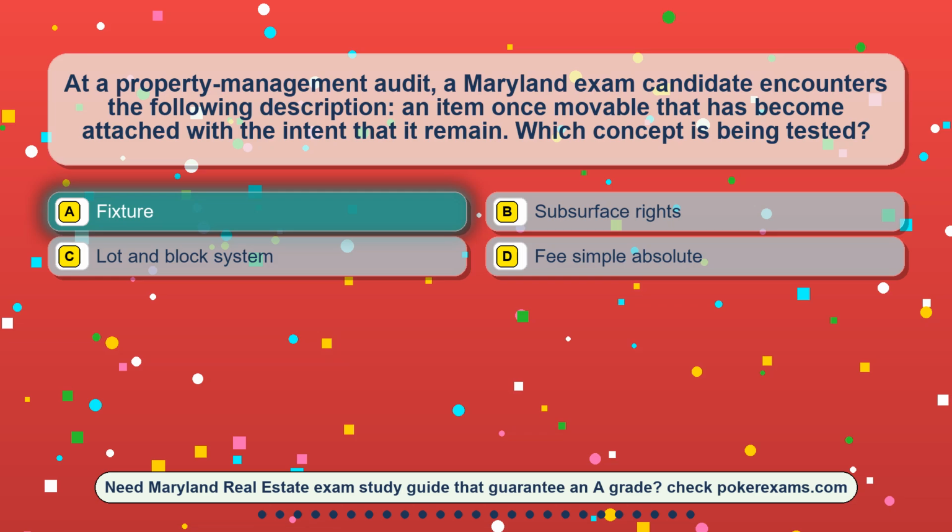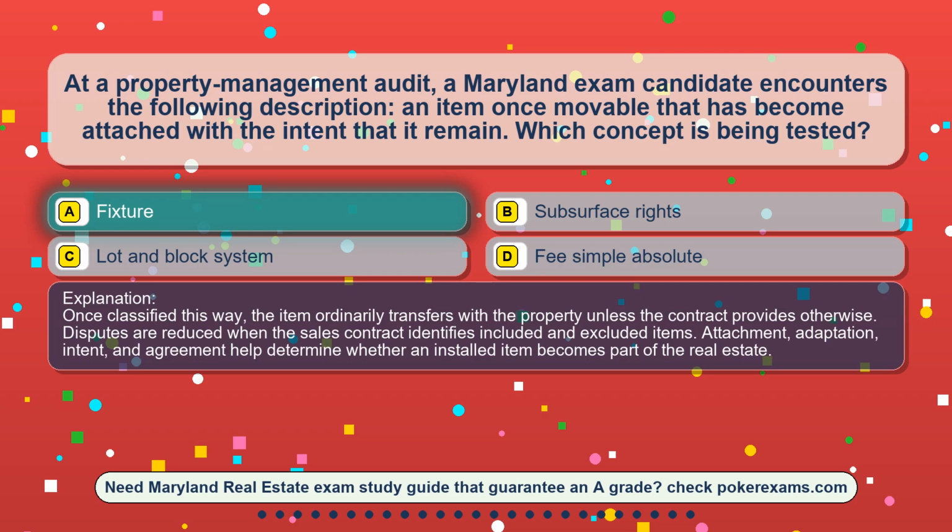The correct answer is option A, fixture. Once classified this way, the item ordinarily transfers with the property unless the contract provides otherwise. Disputes are reduced when the sales contract identifies included and excluded items. Attachment, adaptation, intent, and agreement help determine whether an installed item becomes part of the real estate.